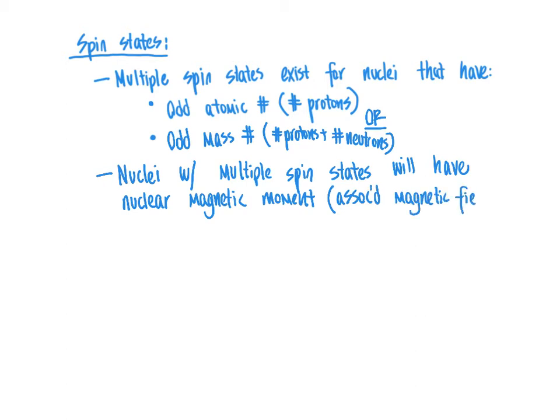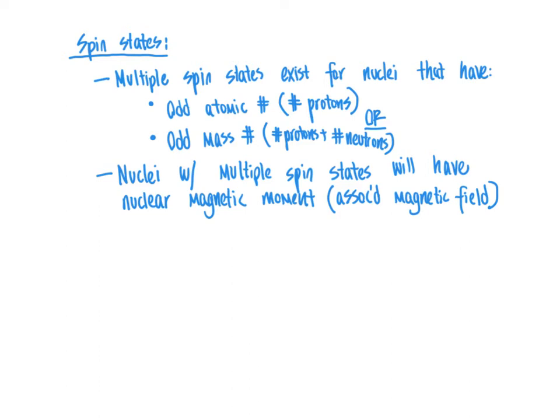So each individual nucleus within a molecule that is present in multiple spin states, meaning each nucleus that has an odd atomic number or an odd mass number, is going to have an associated magnetic field surrounding it. And that associated magnetic field is what we will be relying upon in order to collect an NMR spectrum and in order to deduce specific features of the structure of that molecule as a whole.